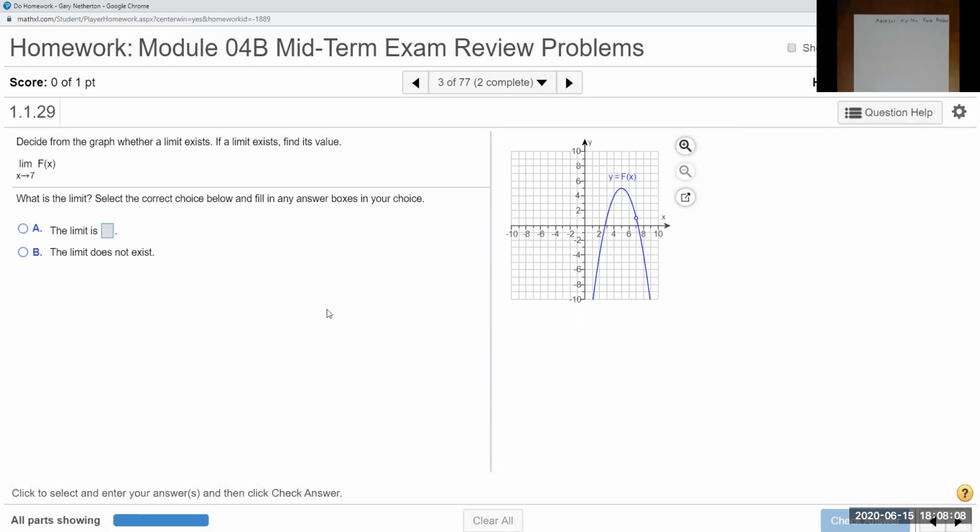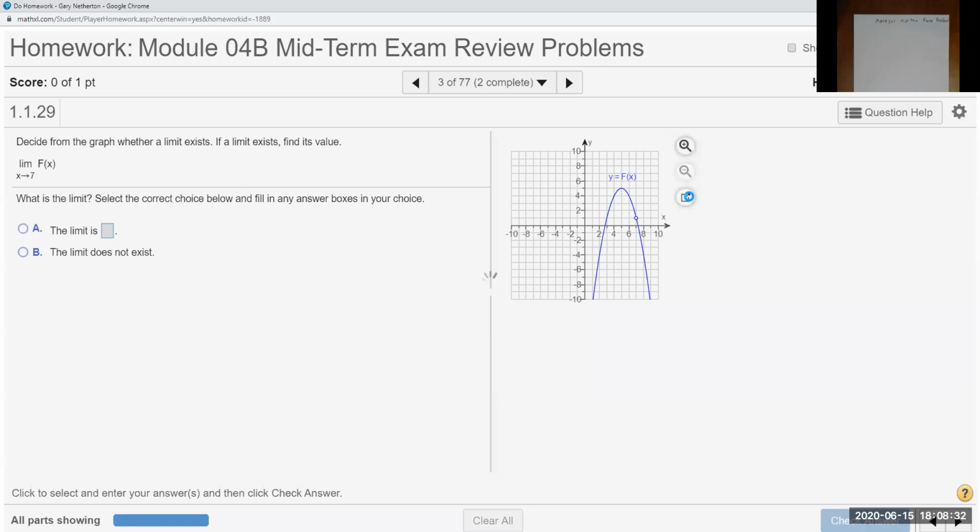All right, another limit, looking at a function. Determine the limit when looking at the graph of a function. Decide from the graph whether a limit exists. If a limit exists, find its value. So we're doing the same thing, really. We're looking at the limit of the function as x approaches 7.